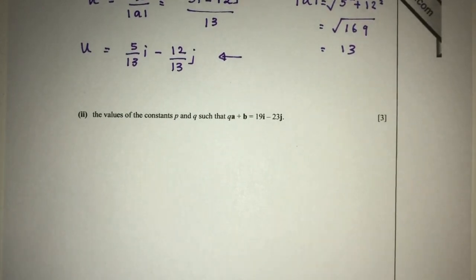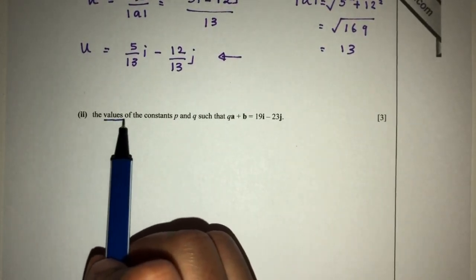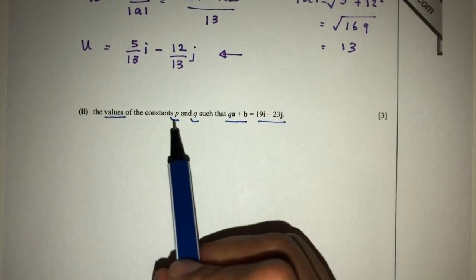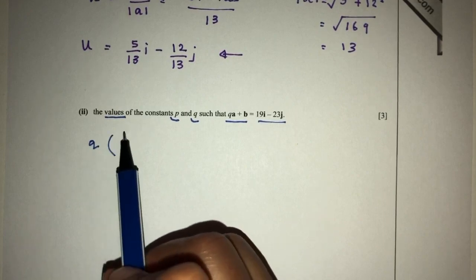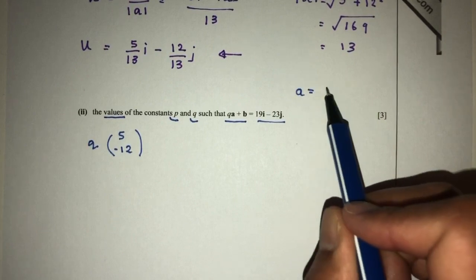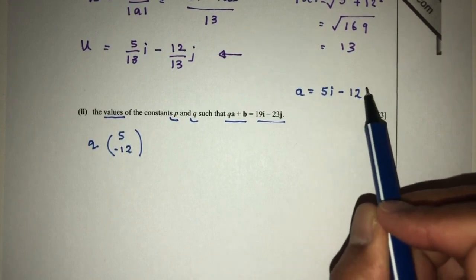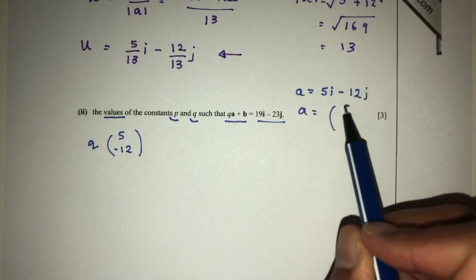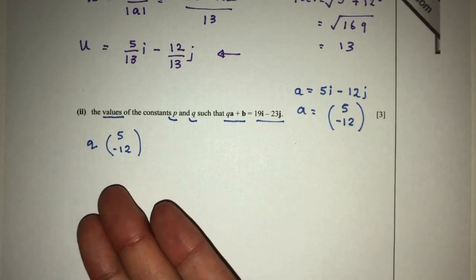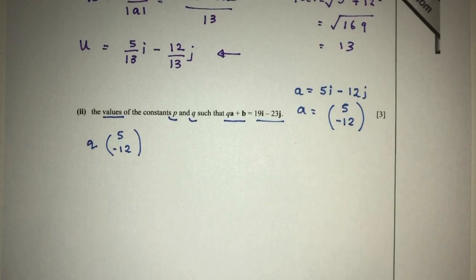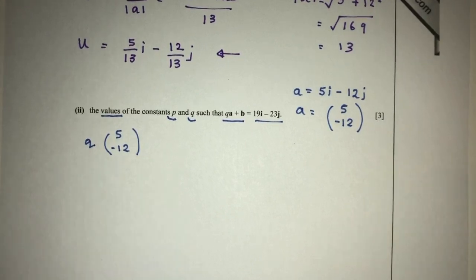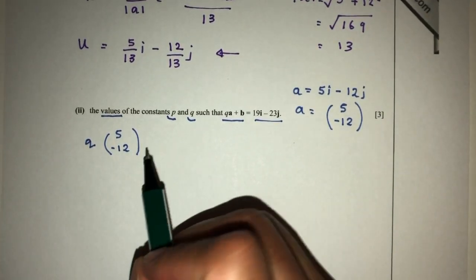Now for part 2, we have to find the values of p and q such that this equation becomes true. So step by step, q is a constant, so q will be here. a is 5, minus 12. So again, when we express a vector, we can write 5i minus 12j. It is the same thing as 5, minus 12. So just to explain why I wrote this, because I like working in this way. It makes my life easier. That's why I choose to work in this way. So it is your choice. You can always keep it the same way, or you can change it to this form to help you work with your question. Now, plus b.